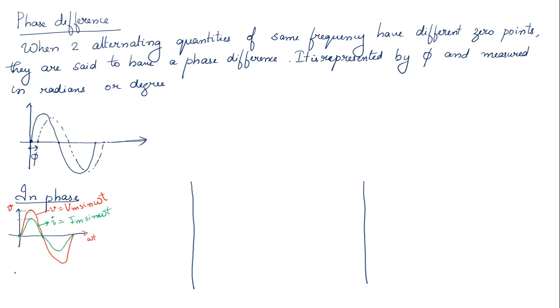So how can we write a definition? If both AC quantities of same frequency have same 0 point, then they are in phase.